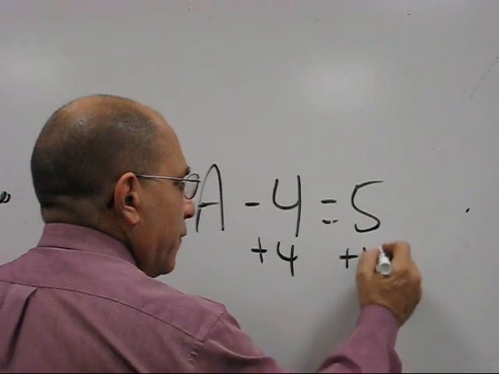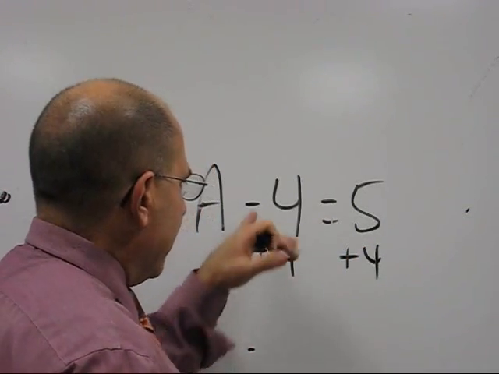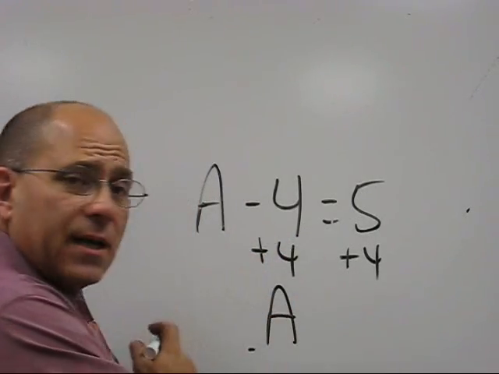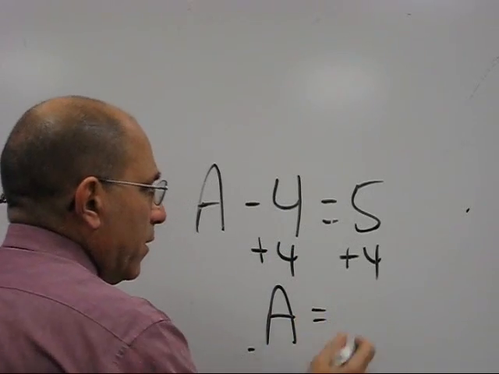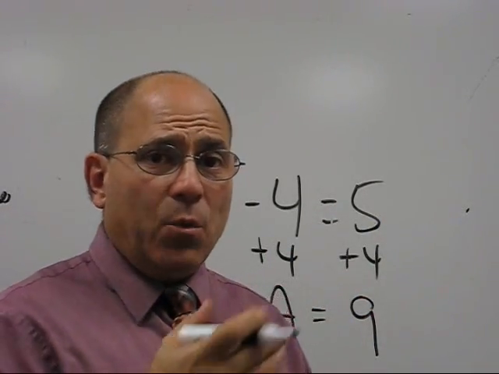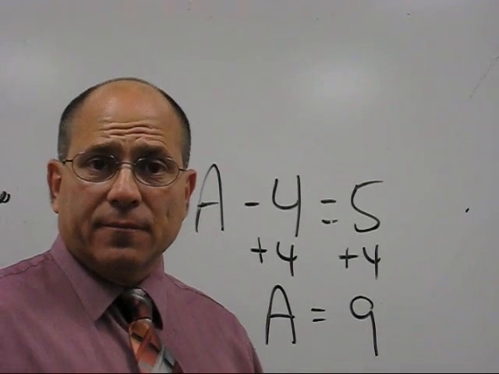We're going to bring the positive 4 over there. Then when we do the calculation, we would say negative 4 and positive 4 is 0, leaving a all by itself on this side of the equal sign. We would then bring it over here and we'd say 5 plus 4 is 9. And again, if the objective was to find out what a equaled, a is telling us that it equals 9.